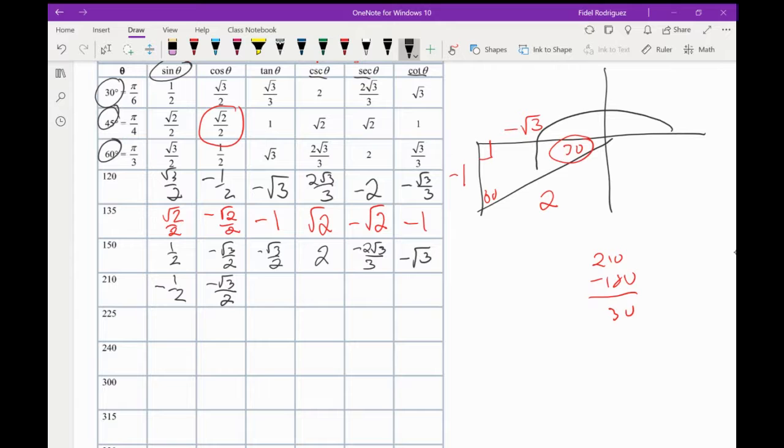Okay. Guys, let's do the tangent. Remember what the tangent is. The tangent is the opposite over the adjacent. A negative divided by a negative is a positive. So it's going to be the same thing we had here. Square root of 3 over 3. Okay. Cosecant is going to be a -2. Secant is going to be a -2 square root of 3 over 3. What do you think the cotangent is going to be?